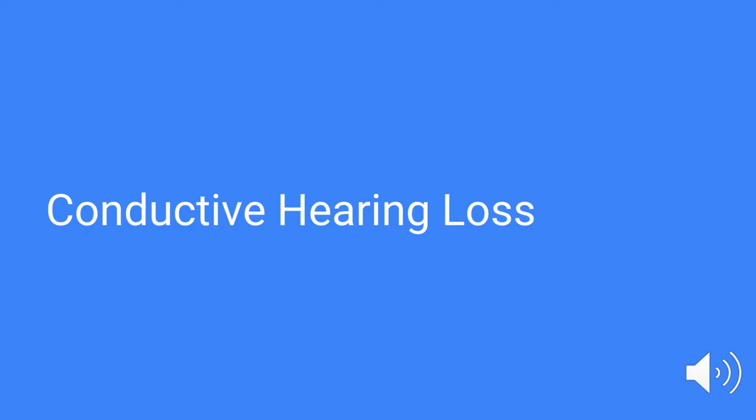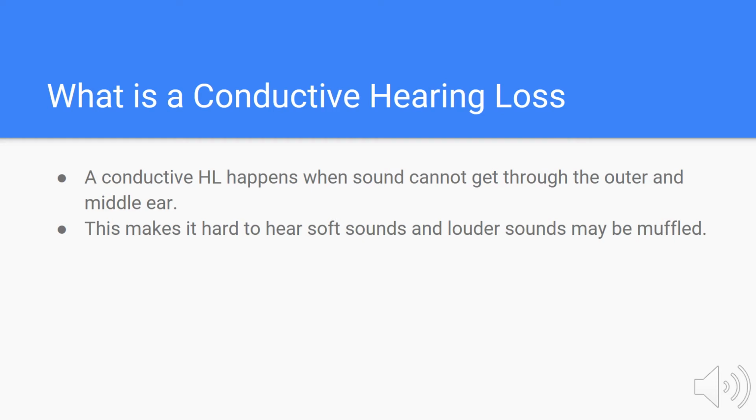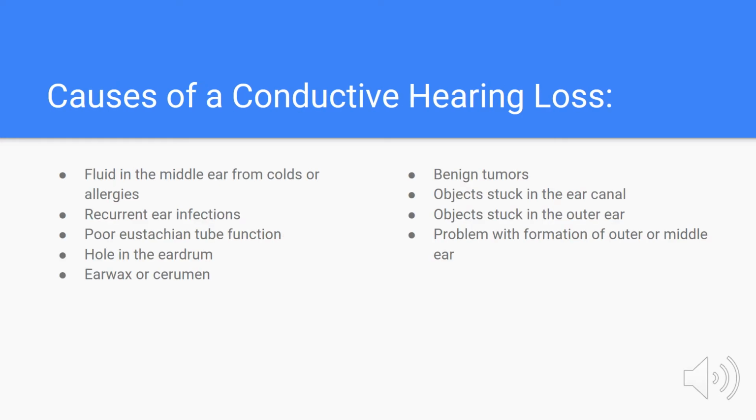The first type of hearing loss that we will be discussing is conductive hearing loss. A conductive hearing loss happens when the sound cannot get through the outer and middle ear. A person experiencing this may not be able to hear soft sounds, and louder sounds may be muffled. There are many causes of conductive hearing loss as seen on this slide. Some of the most common causes include middle ear fluid resulting from a cold or allergies, several ear infections, or excess earwax in the ear.